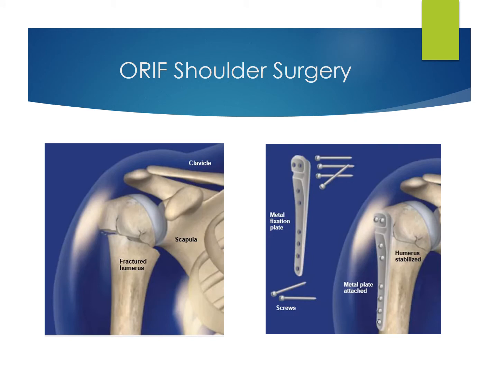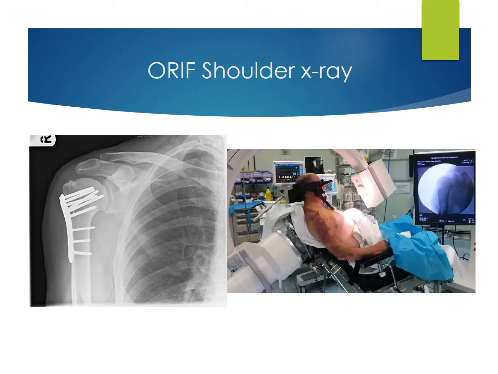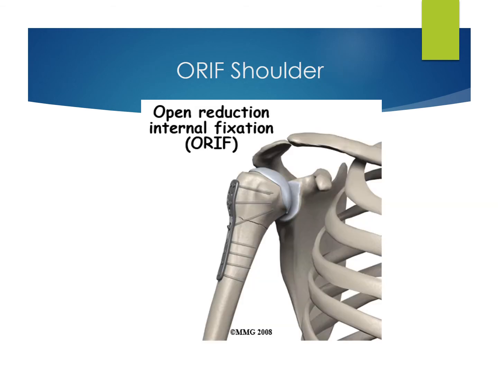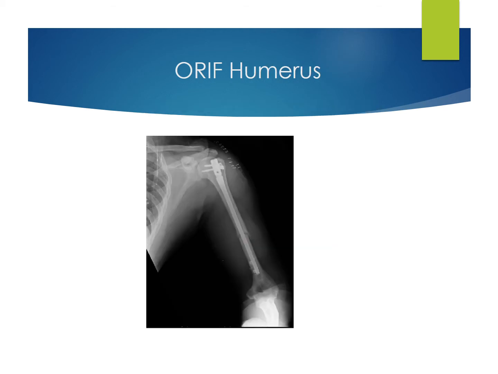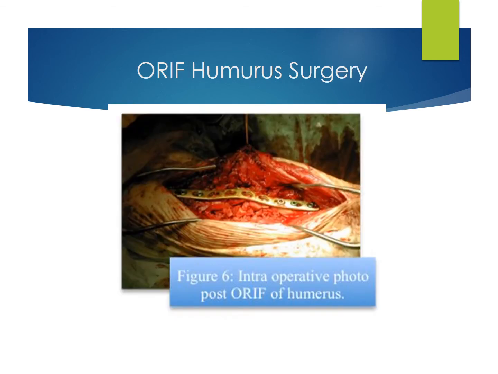Here is an ORIF of the shoulder. Another example of the ORIF of the shoulder. ORIF of the humerus. This is the humerus during surgery.